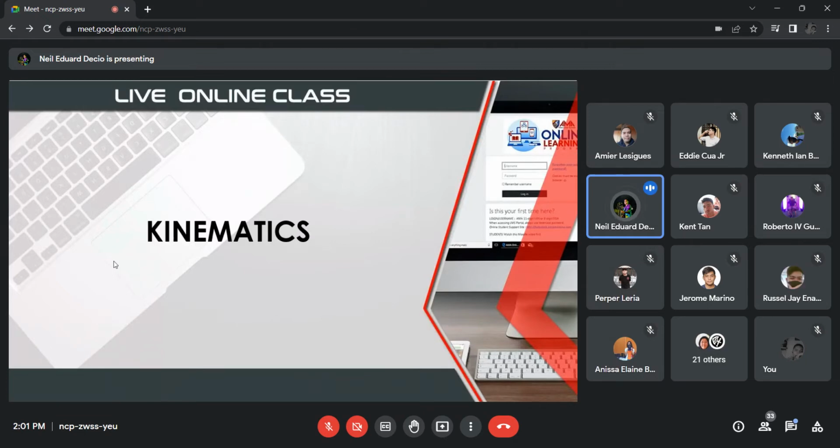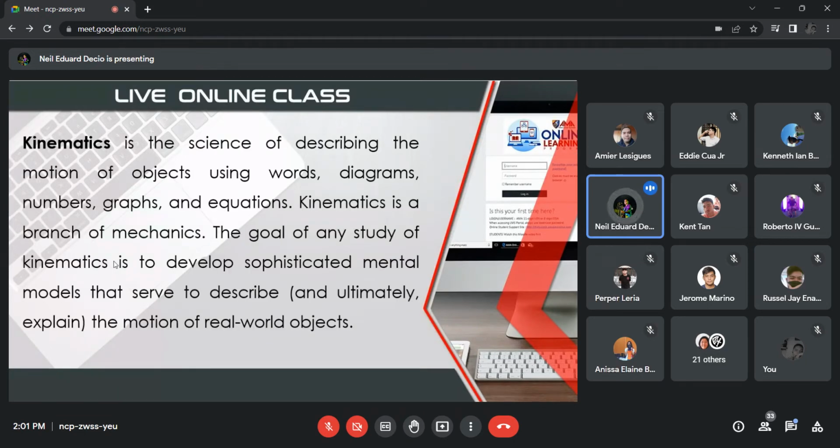So kinematics is the science of describing the motion of objects using words, diagrams, numbers, graphs, and equations. Kinematics is a branch of mechanics. The goal of any study of kinematics is to develop sophisticated mental models that serve to describe and ultimately explain the motion of real world objects. So kinematics, so this is a part of mechanics, okay? So this is a branch of mechanics.